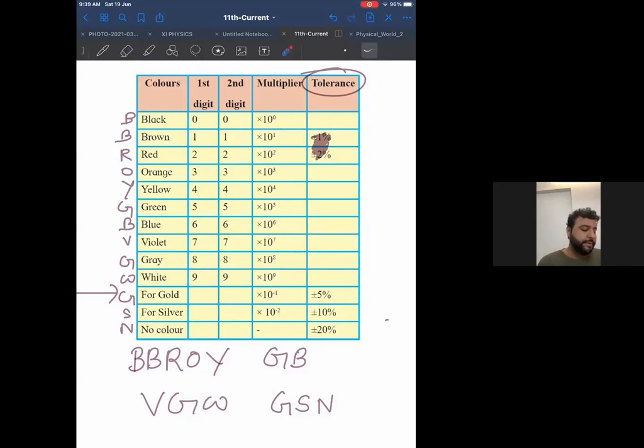Once you finish drawing the table, make sure you know the headings of each and every column. First is colors, first digit, second digit, multiplier, tolerance. Done. The last column is tolerance.